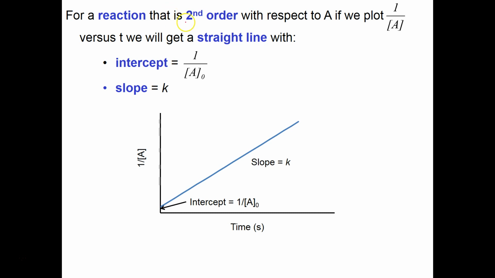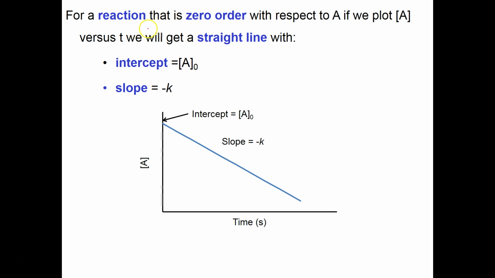If we have a reaction that is second order with respect to A, if we plot 1 on the concentration of A versus time, we'll get a straight line, but the intercept will be 1 on the original concentration, and the slope will be positive now, and that will be equal to our rate constant.